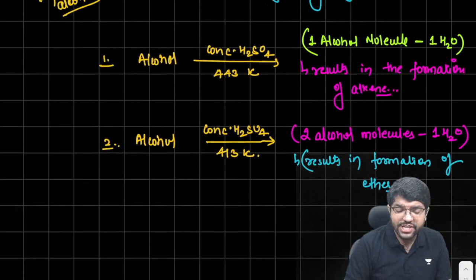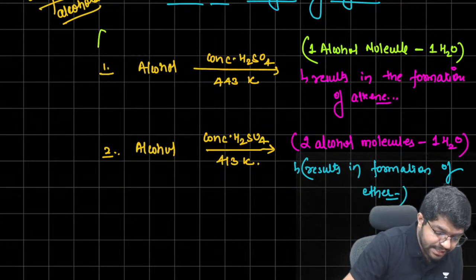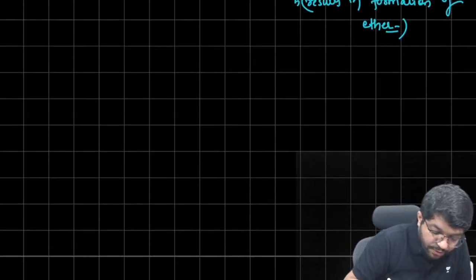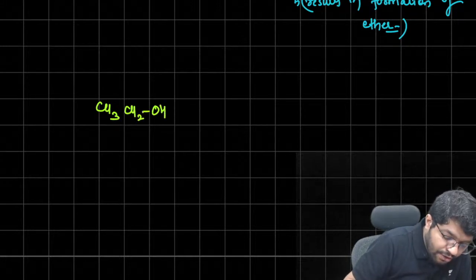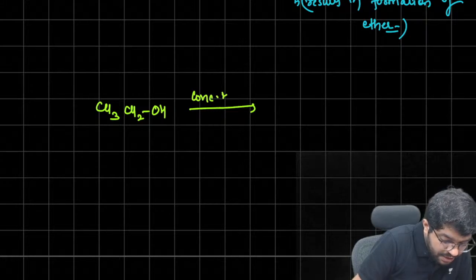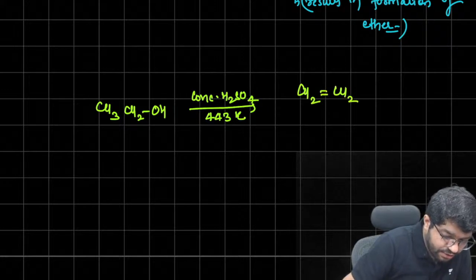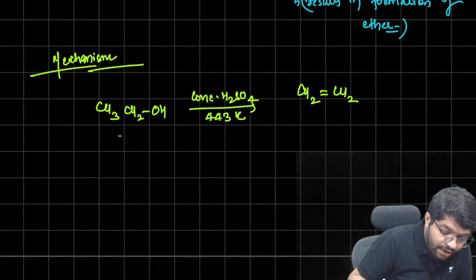So now the first reaction that I talk about here is step number one. Very important. CH3CH2OH on reaction with conc H2SO4 at 443 Kelvin results in CH2=CH2. Mechanism of ethanol to ethene.